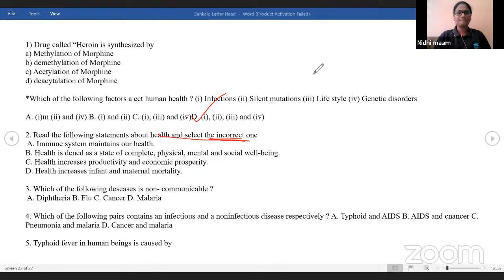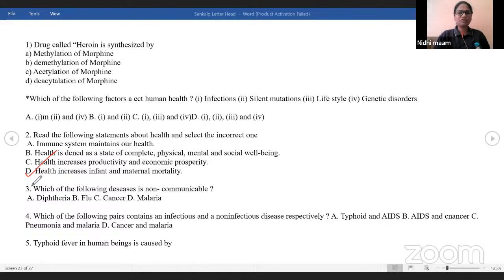Yes, guys. D. Okay, yes, YouTube students. Any other answers? Deepak answered it as D. Sita answered it as D. Okay. So here, health increases infant and maternal mortality is a false statement because it is not at all related. Maternal and infant mortality depend on many other factors. So health is not the only concern. So option D is the right answer.